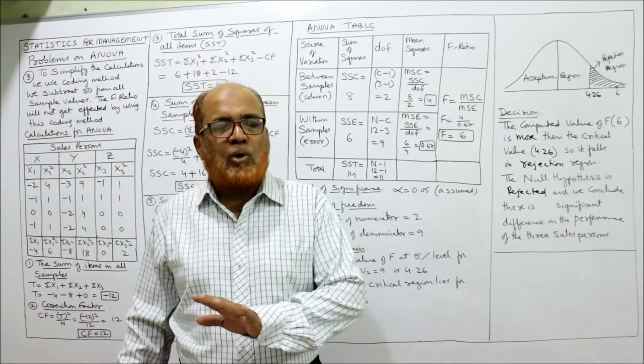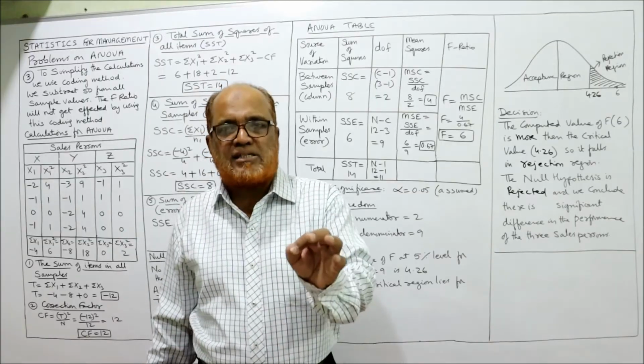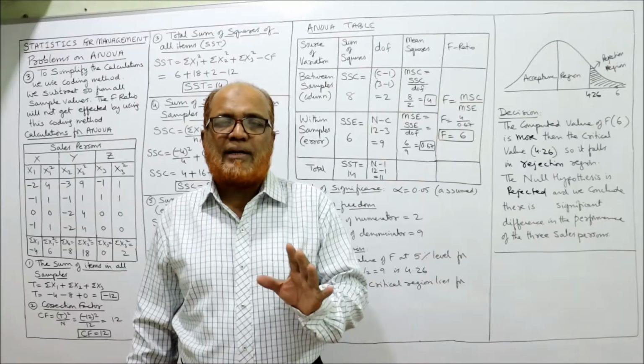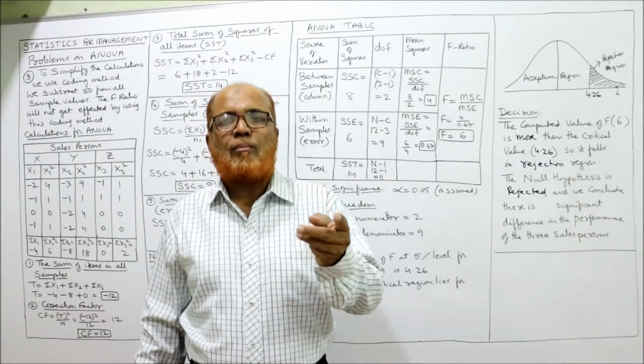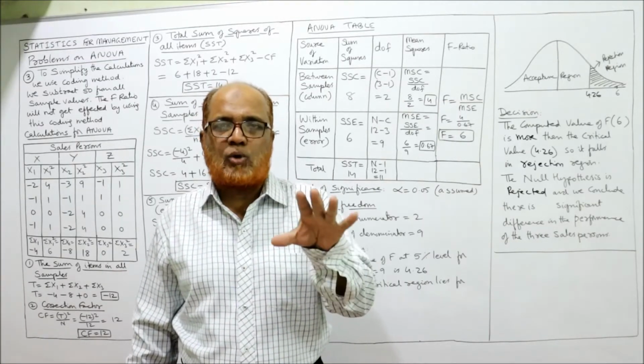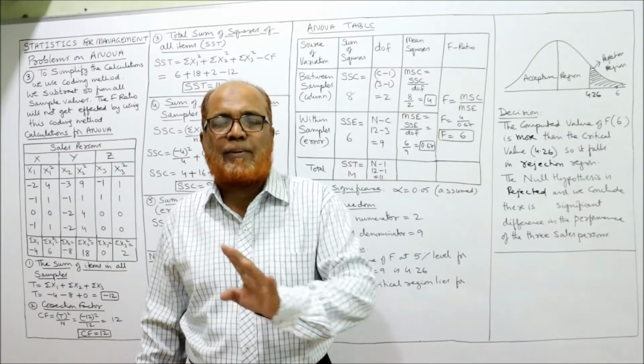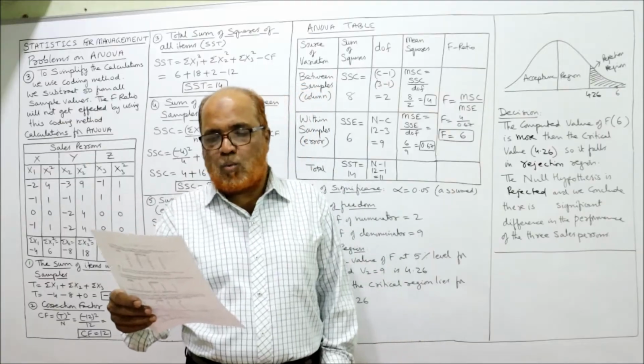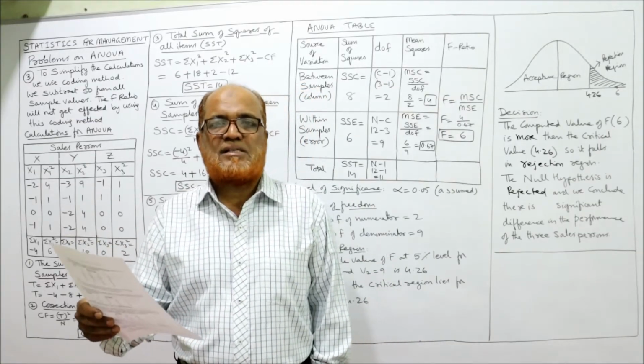In the problem, it will not at all be specified that it is a problem of ANOVA. You have to identify. How to identify? If three or more than three samples are to be compared, we have to apply ANOVA. Here three samples are given. Salesperson X, Y, Z. Three salespersons are there.